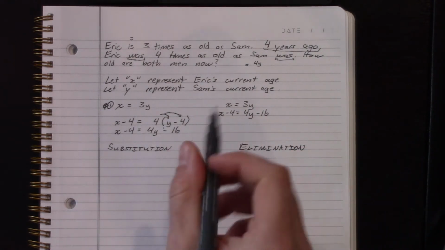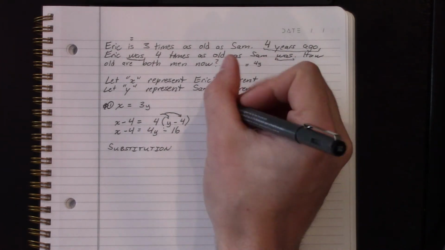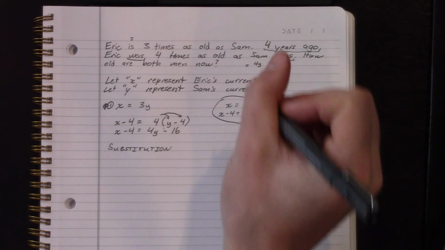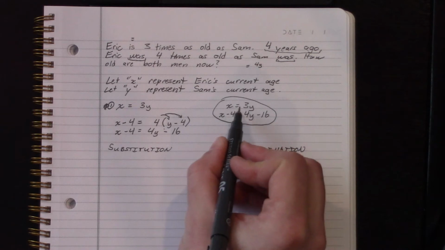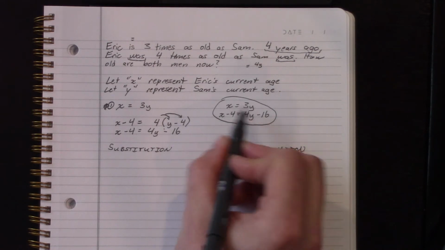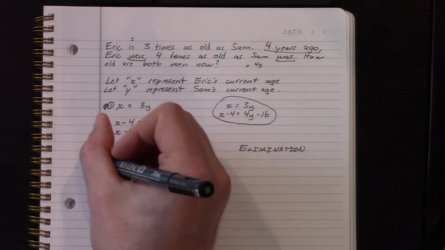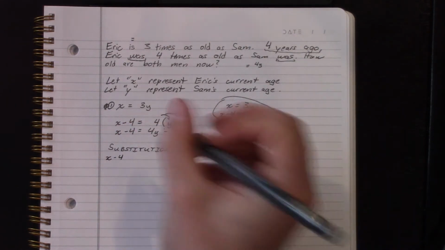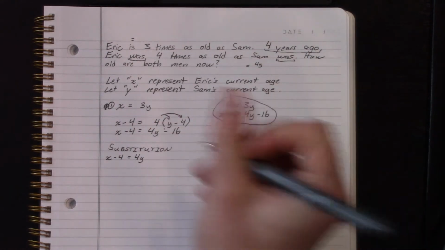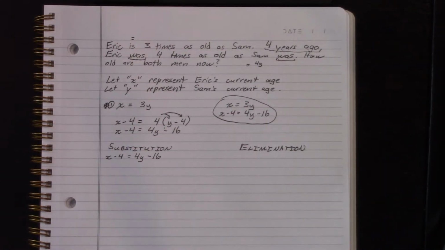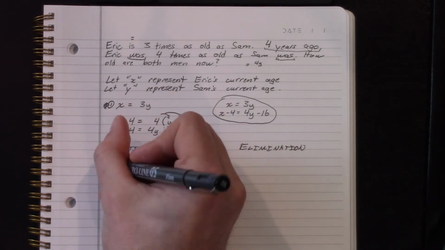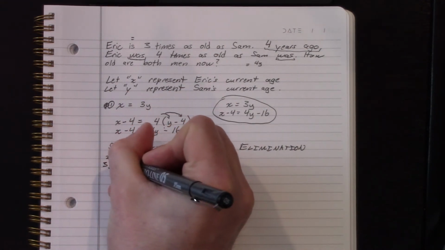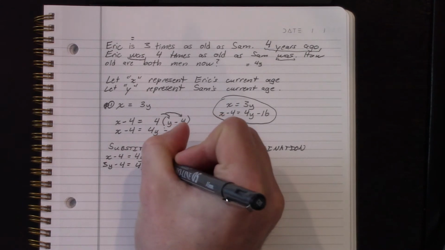Okay, so over here with substitution, I'm going to take my x. Remember, these are my two equations here that I'm dealing with. I've already got my x term written in terms of y. So x is 3y. So for this equation, x minus 4 equals 4y minus 16, I'm just going to take out my x term and put 3y. So this now becomes 3y minus 4 equals 4y minus 16.